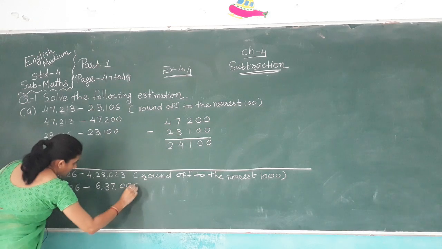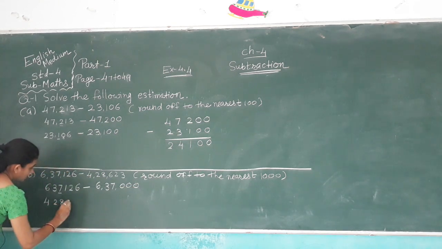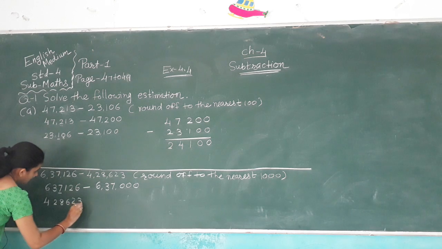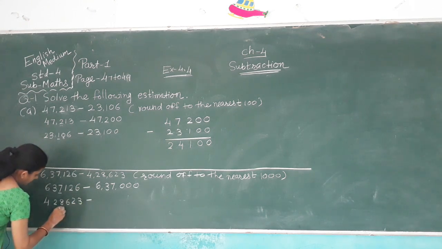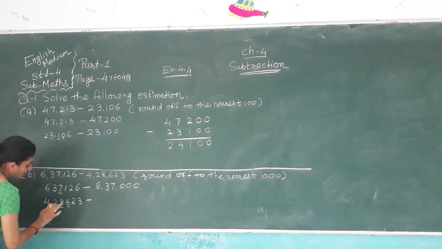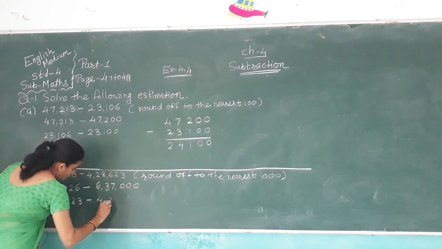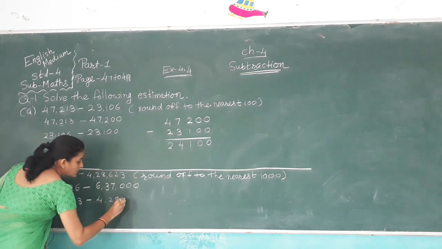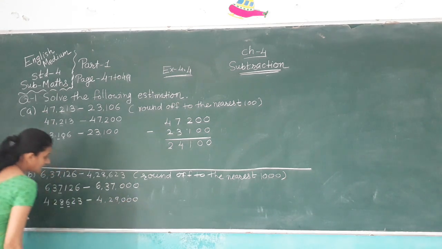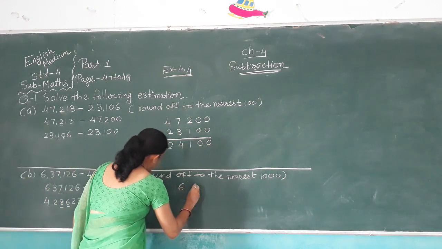6,37,000 and 4,28,623. Here the thousands place is 8 and the hundreds place is 6. 6 is more than 5. That means you add 1 in the thousands place. It makes 4,29,000. Now subtract both numbers.